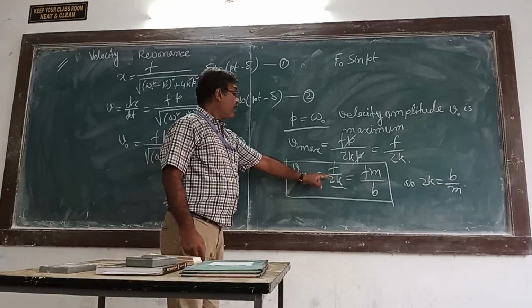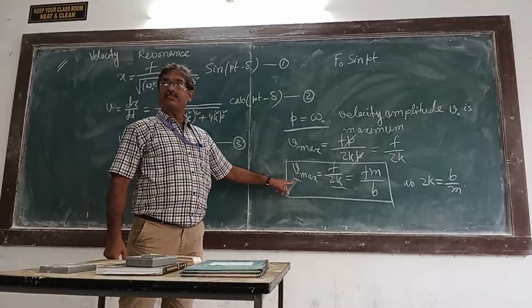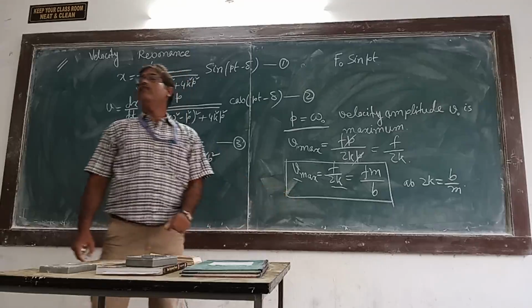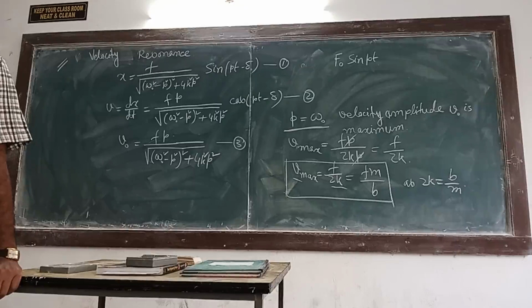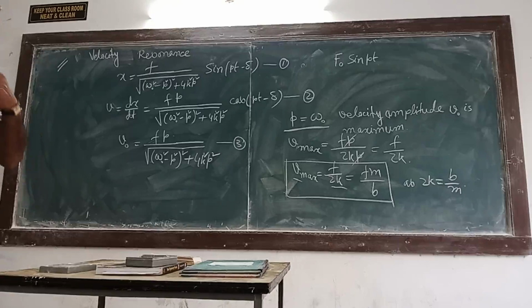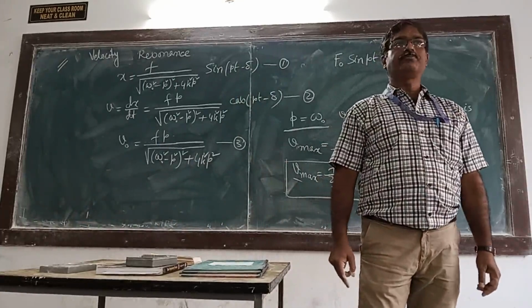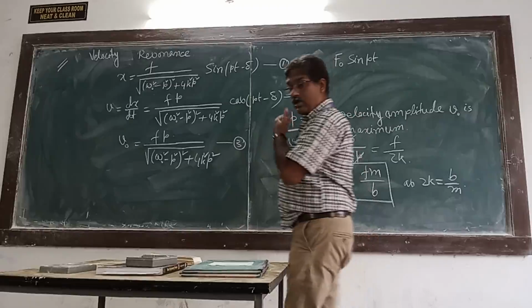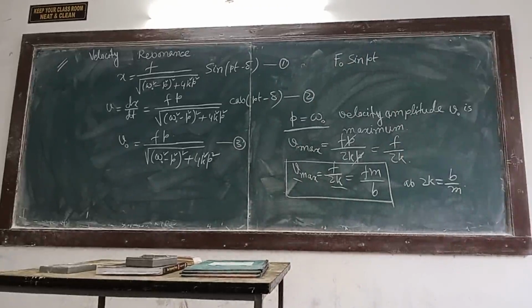And also, if p equals omega naught, then they will get Vmax, the maximum velocity. If there is maximum velocity, then what happens? The kinetic energy of the bridge is half m Vmax square. If the kinetic energy is maximum, there is a chance of damage to the bridge. So they don't march on the bridge. This is an example of forced vibration. So today you have to learn this one. In the next class, we will discuss the sharpness of resonance.